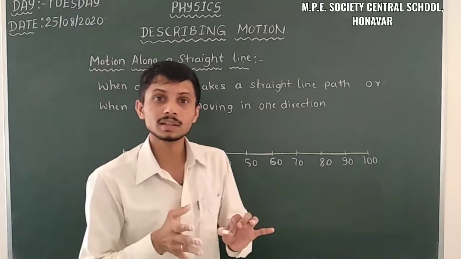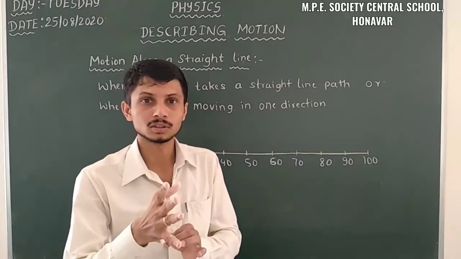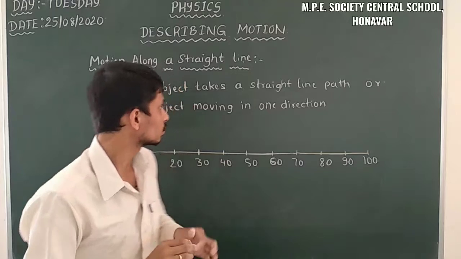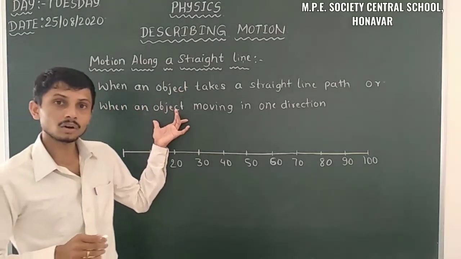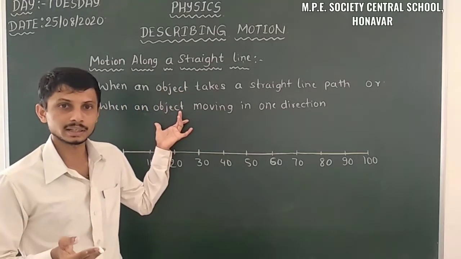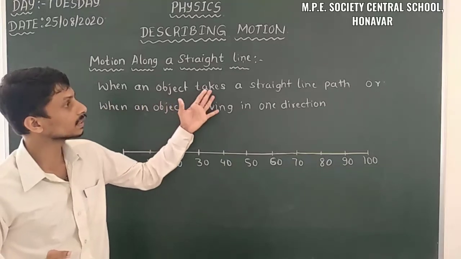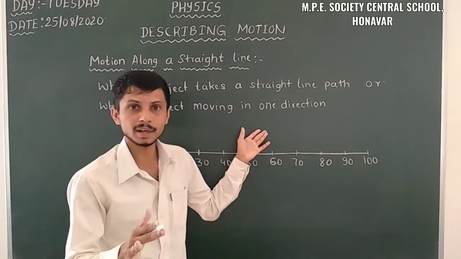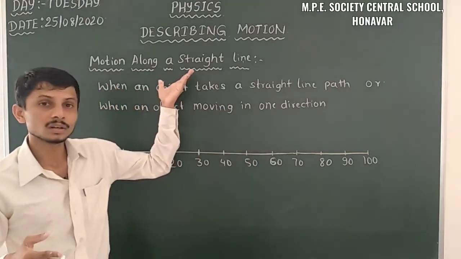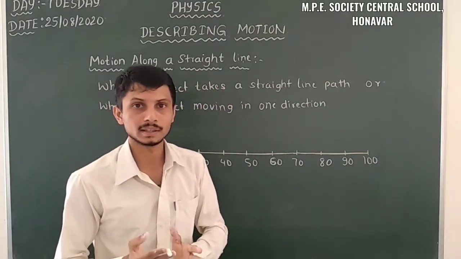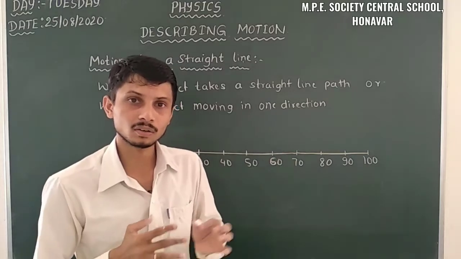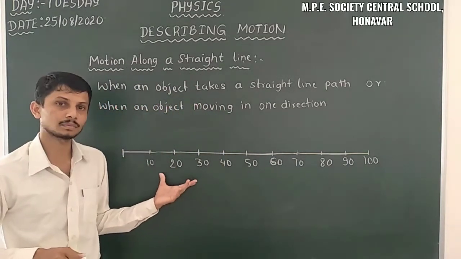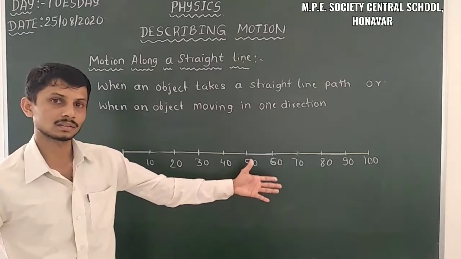In light, we take it as rectilinear motion, a rectilinear path. So motion along a straight line, or rectilinear motion, is when an object takes a straight line path or moves in one direction, the same direction. Here I just wrote a straight line, that means the straight line is represented here.